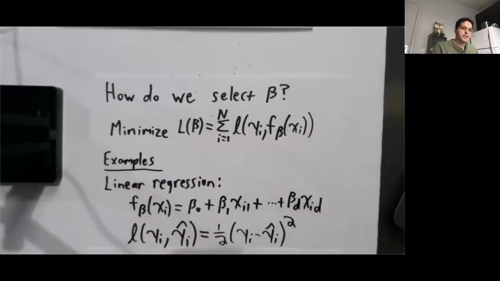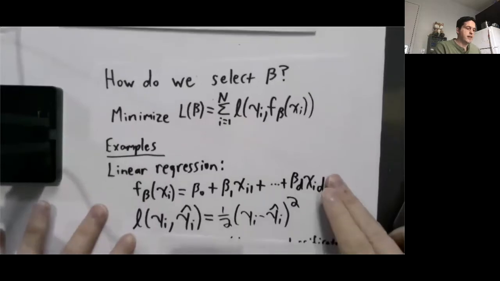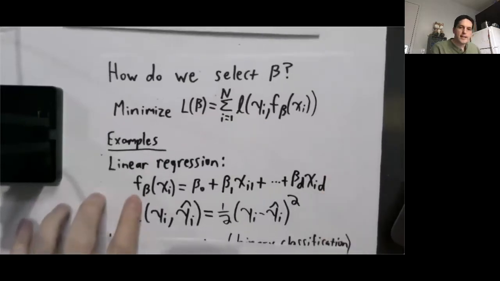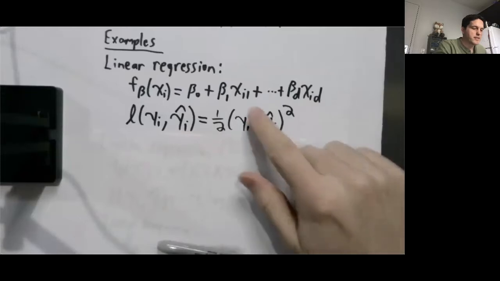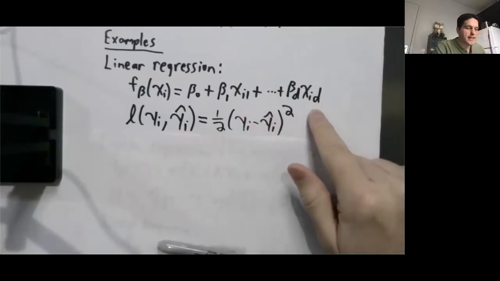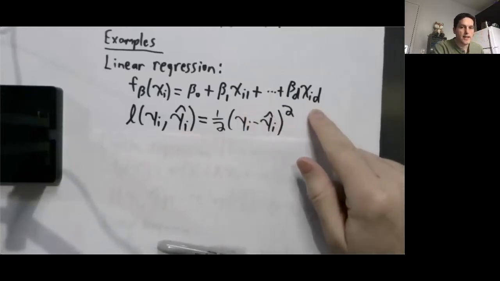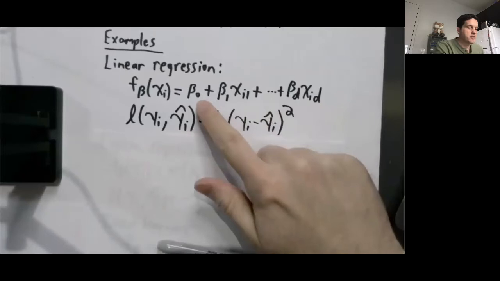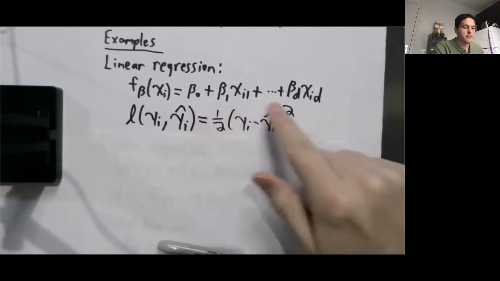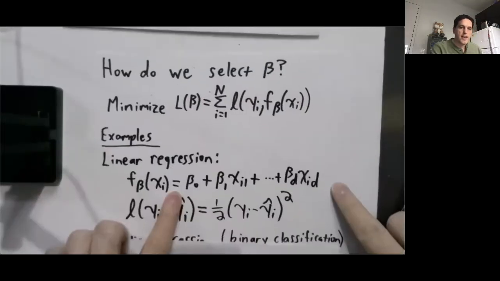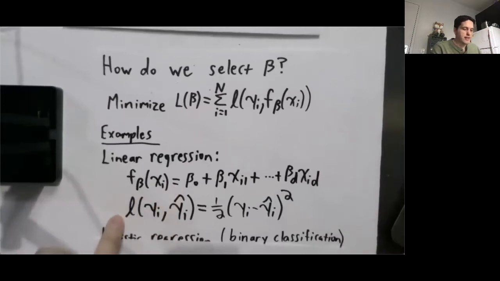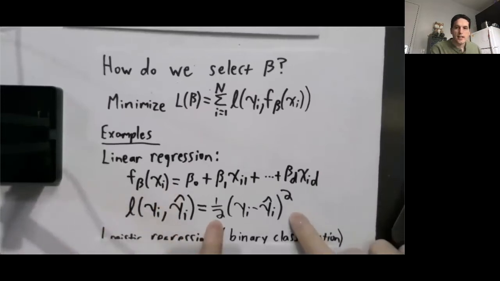And here are some specific examples. In linear regression, f sub beta of xi is given by this formula. These numbers xi1 through xid are the components of the vector xi, and these numbers beta naught, beta 1 through beta d, are the components of the vector beta. And the loss function that we use is just this quadratic loss function.